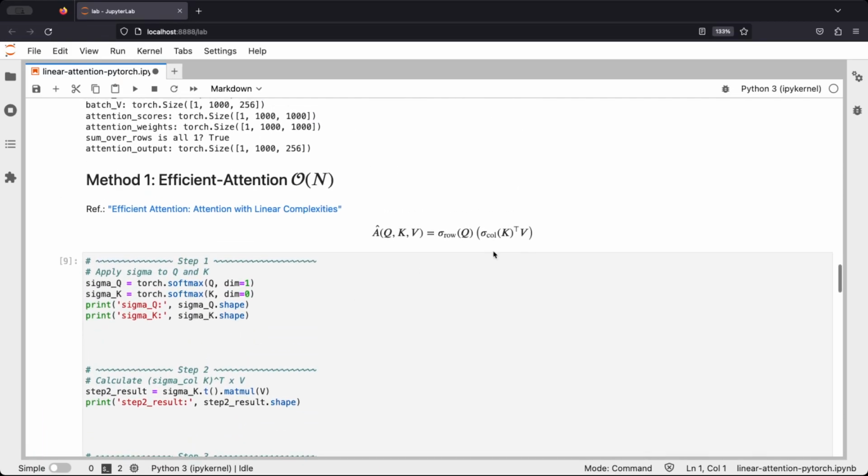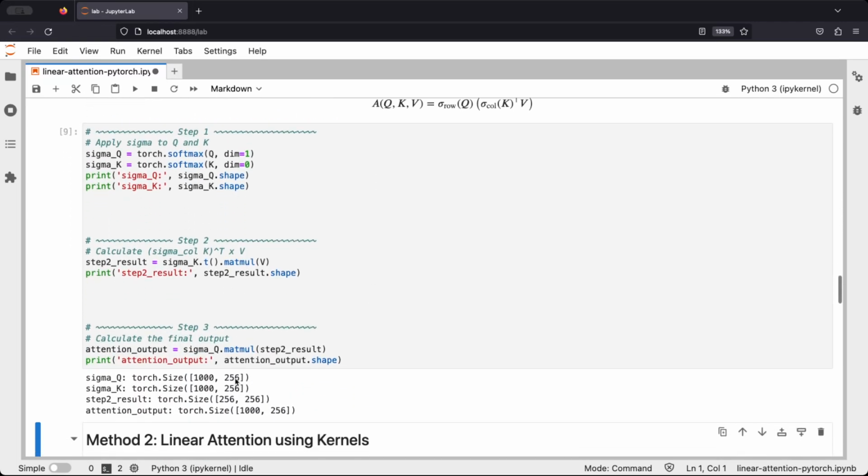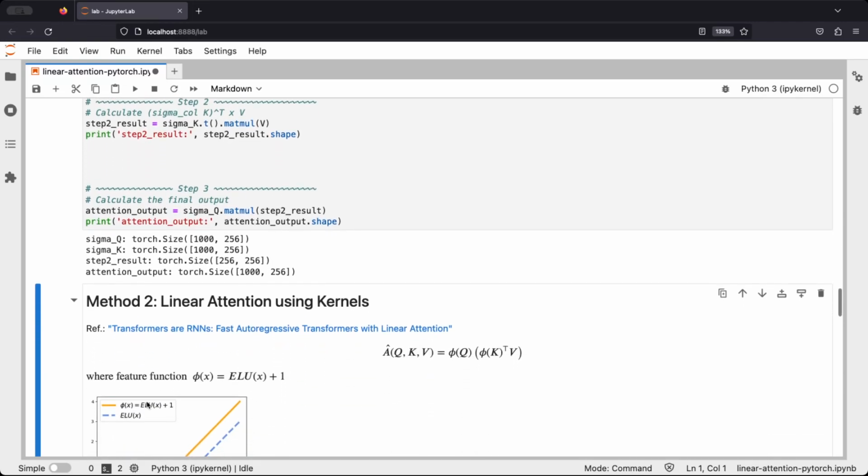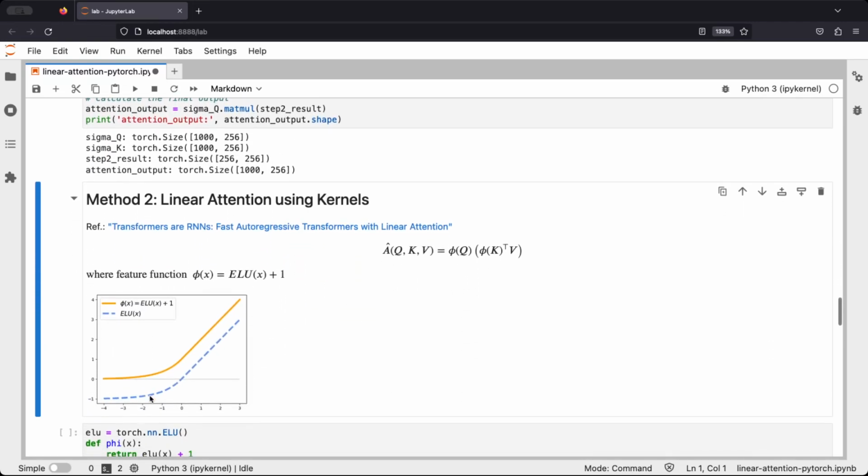So this way, by switching the order, instead of computing q times k transpose, they did k transpose times v, and this way they were able to reduce both memory and arithmetic complexity. So method 2 is also very similar. So instead of using sigma that is applied to q and k, they define this feature function phi, and this is like a kernelized version of attention.